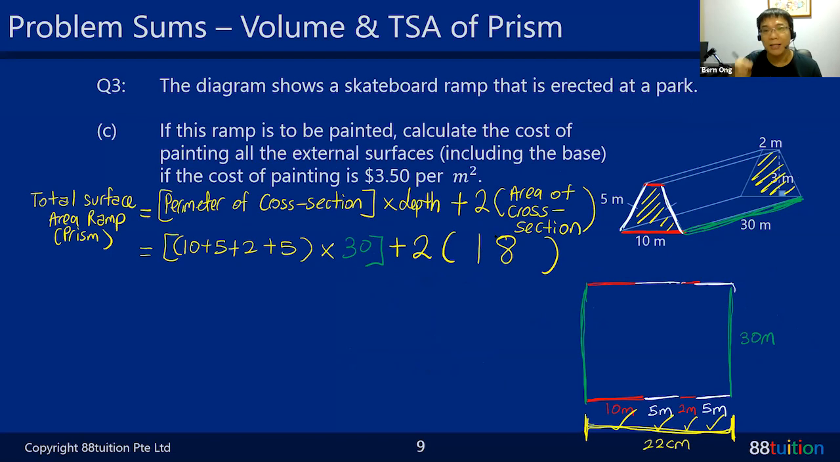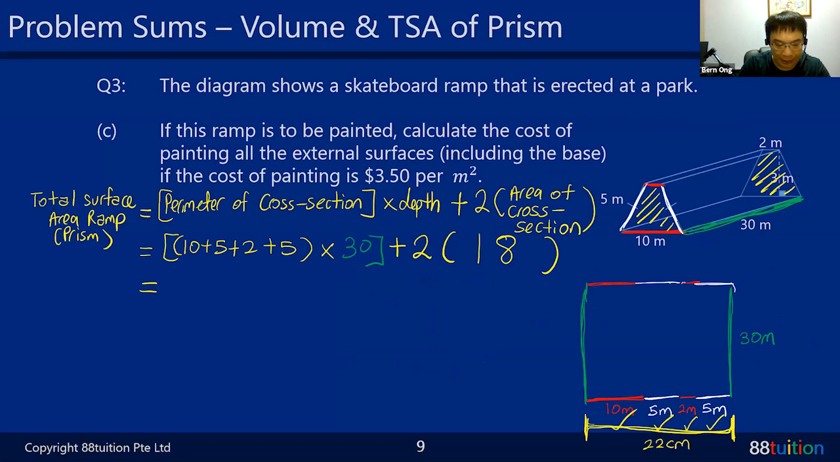So that is the reason for this formula. Perimeter of cross section times depth plus 2 area of cross section. If you can understand this, perfect. If you can understand the formula, perfect. But if you cannot, just memorize the formula. I know that's not a very good way of teaching. But if you can understand, it will be good. If cannot, just remember.